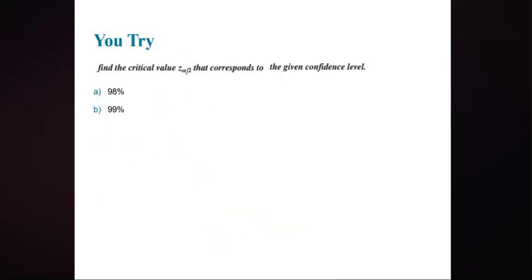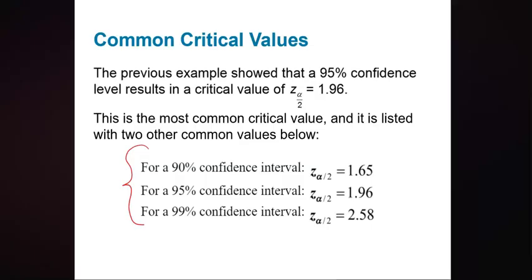So go ahead and you try to find the critical values. Press play when you're ready to see the solution. So there are 3 common critical values that I would definitely put on your cheat sheet or commit to memory, but these are the ones that are the most common.